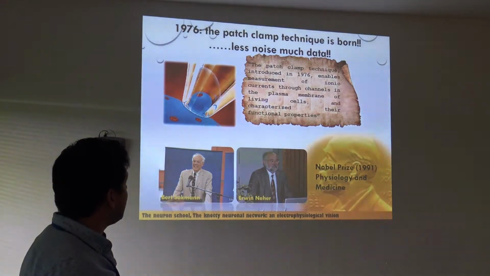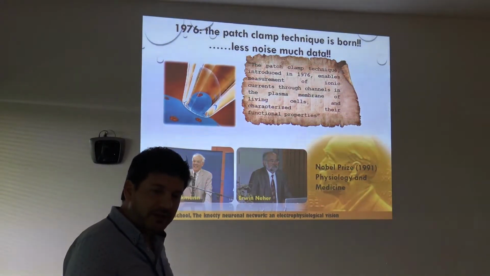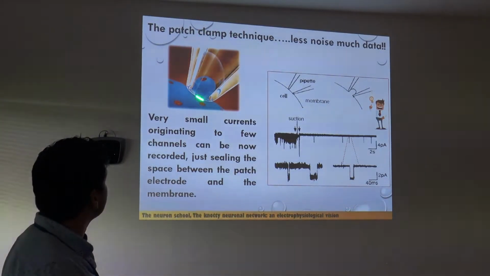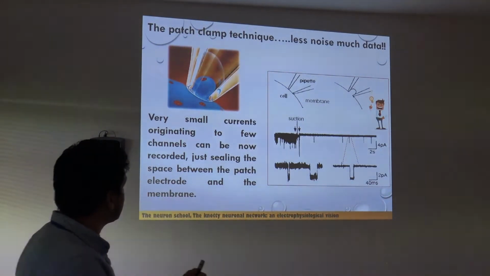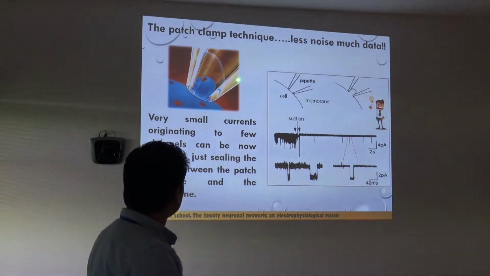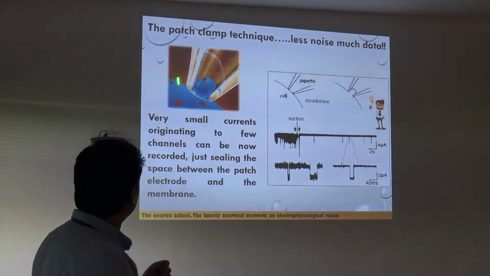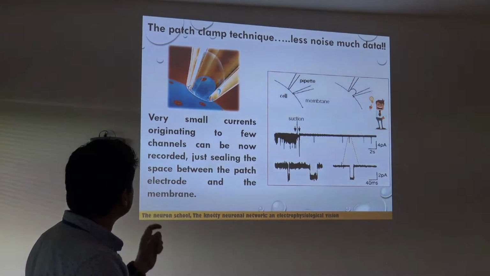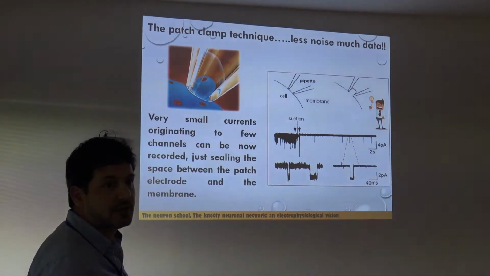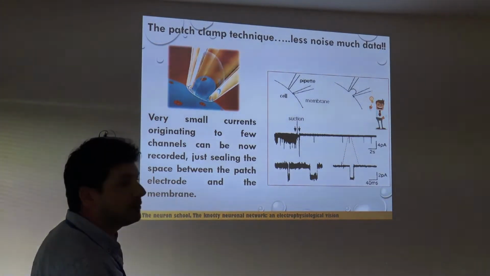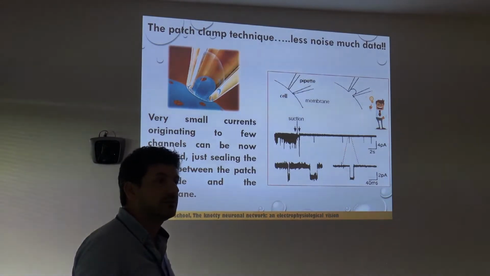They invented this technique using practically the same electrode used in the past, the glass electrode. But the genius is that they thought to apply a negative suction in the electrode in order to selectively focalize the suction on a tiny patch of the membrane, to isolate a tiny part of the membrane with a few receptors.